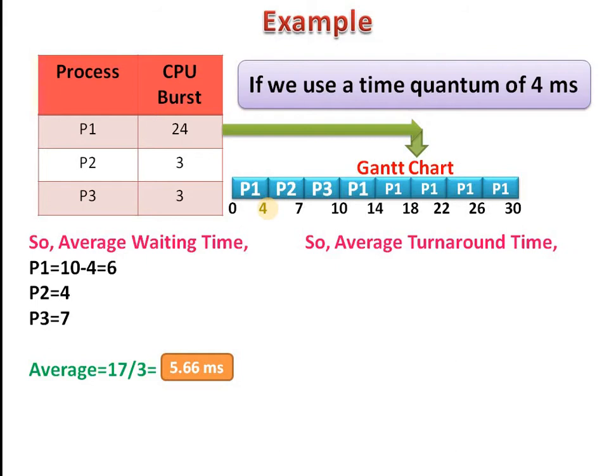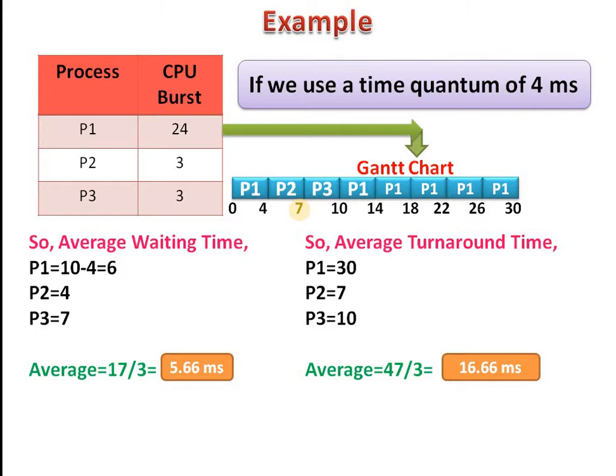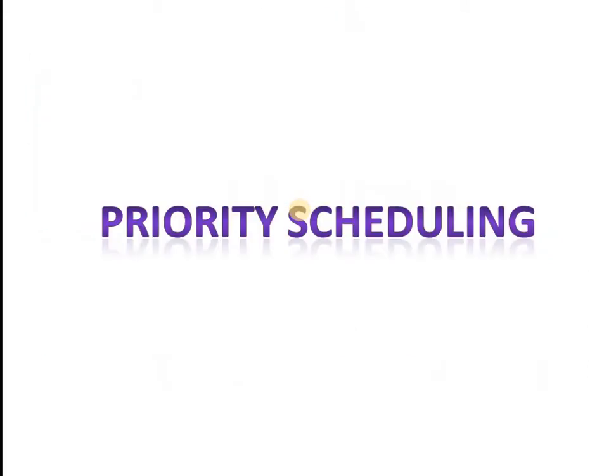Likewise, take the turnaround time. P1 its turnaround time is 30, P2 its turnaround time is 7, P3 its turnaround time is 10. Take the average of that: 30 plus 7 plus 10 divided by 3, it's 47 divided by 3, which is equal to 16.66 milliseconds. That is the example of turnaround time.